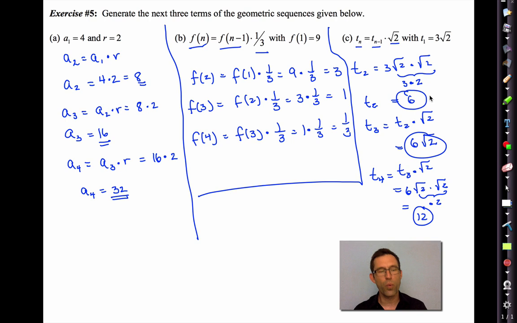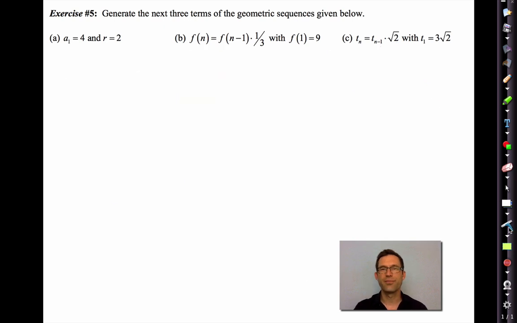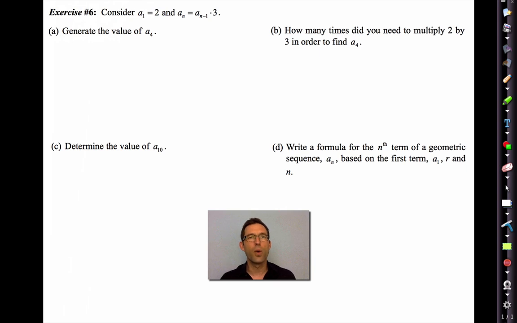All right, so we're going to do one last exercise, and just like before, we're going to try to generate a formula that would allow us to figure out the value of any term in a geometric sequence, given that we know the first term and we know the common ratio. All right, pause the video now, though, and write down anything you need to. Okay, clearing it out. All right, here we go.